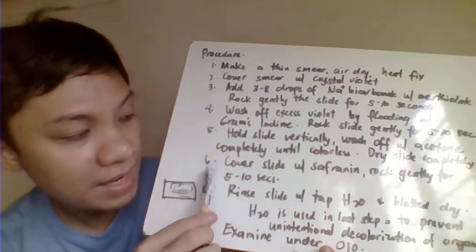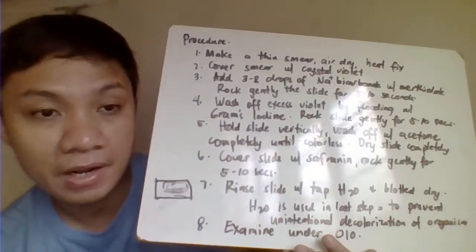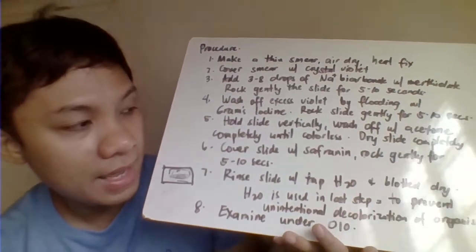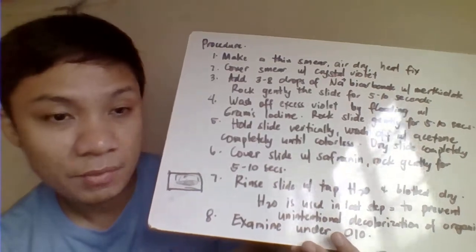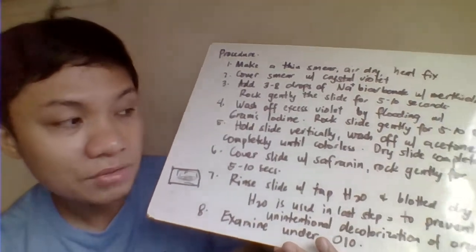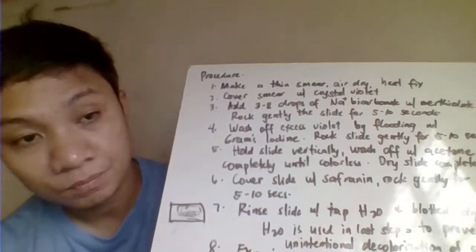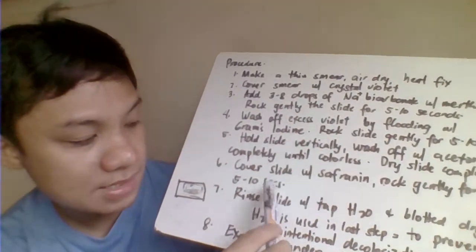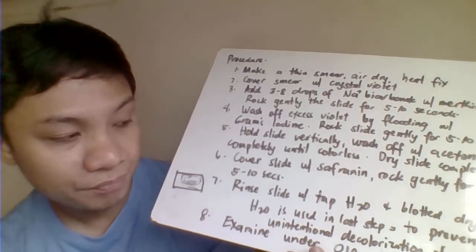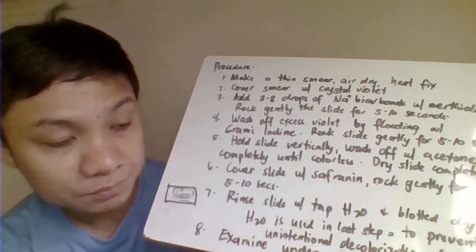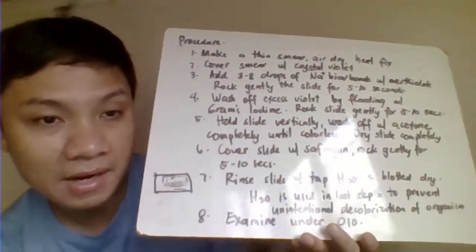And finally, you cover the slide again with a counter stain, your safranin. So cover it again. Try to rock gently, after covering with the safranin, for 5 to 10 seconds. Then after that, try to wash off your slide with tap water. And then blot it dry.